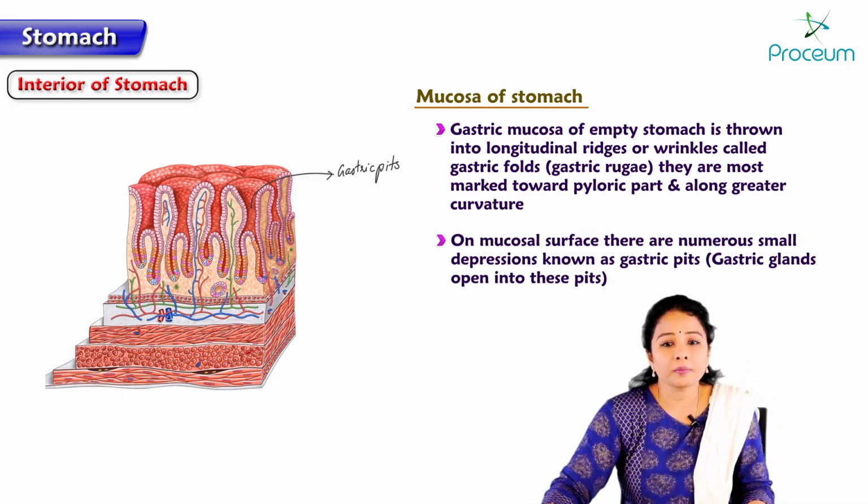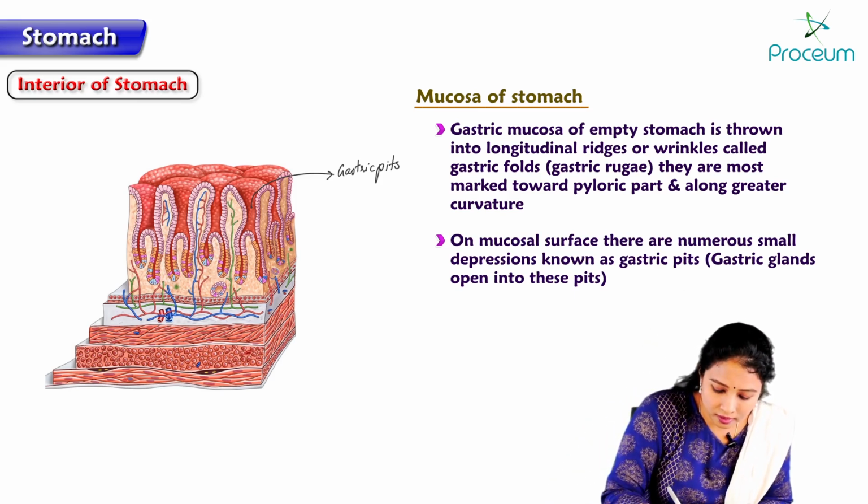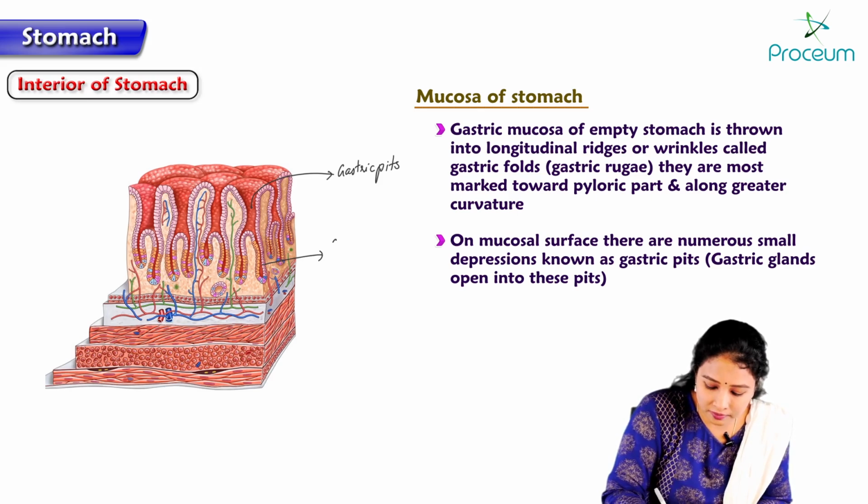And these gastric pits open into the gastric glands. So these gastric pits are continuous with the gastric glands. So gastric glands open up into the gastric pits.